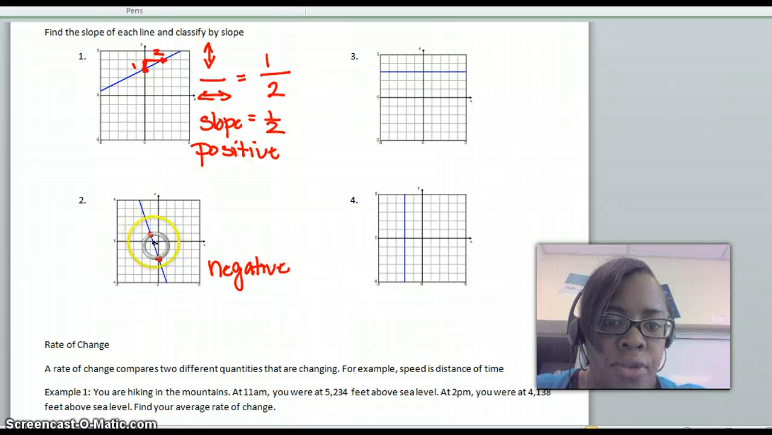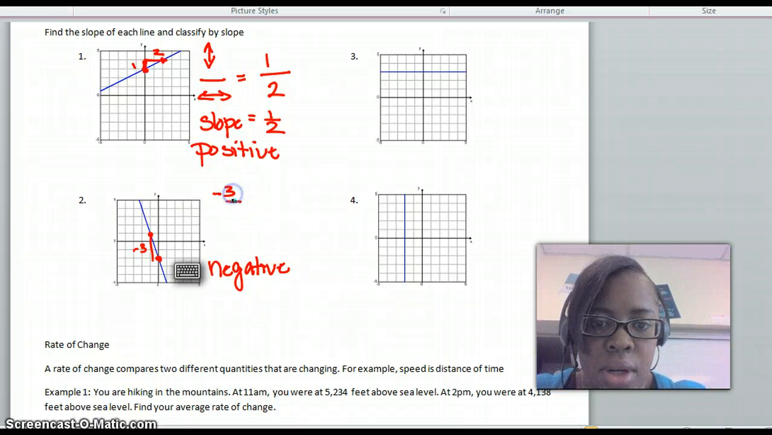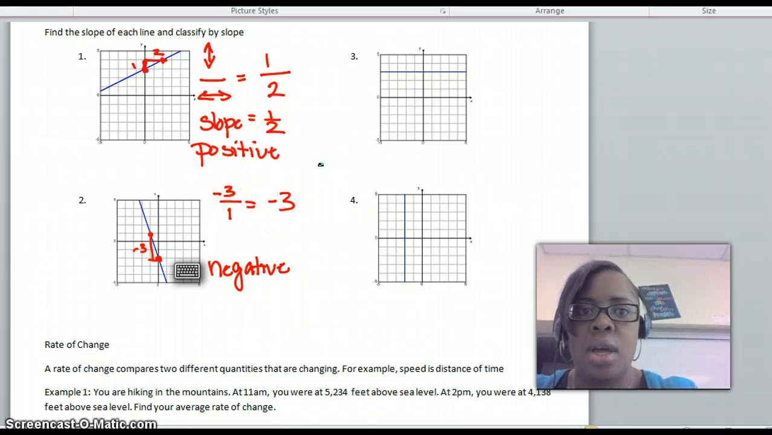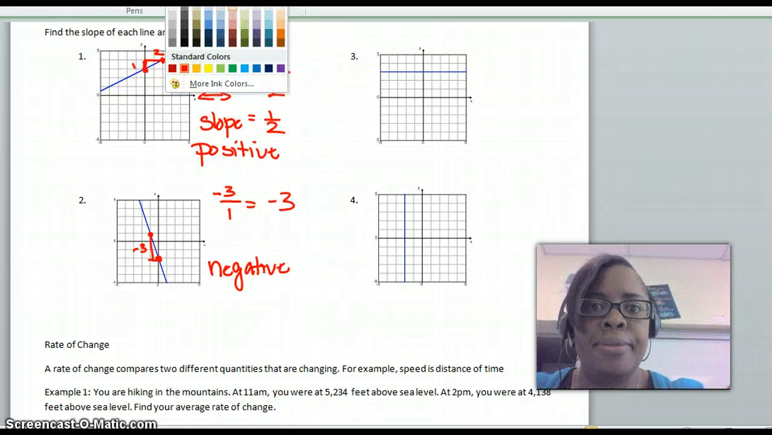So directions from here to here. I'm going to go down 1, 2, 3. So that's negative 3 because I went down. And then going from left to right, I'm going to go over 1. So this slope is negative 3. Just as a side note for you all, just so you can see this because not everybody believes me.